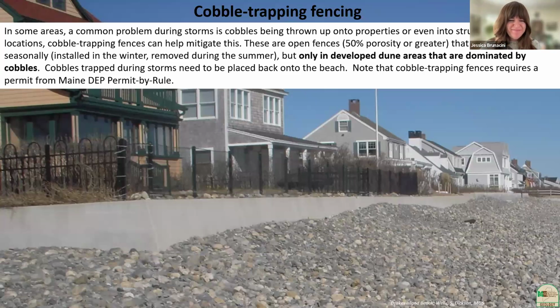In some areas that are very developed, we have a lot of cobble. This is from down in Drake's Island Beach. This beach in the winter becomes cobble dominated, and during storms, this cobble is launched towards these houses. So cobble fencing is allowed in some of these areas. They're open fences, you can kind of see, that are literally meant to just trap the cobble in front of them. And then that cobble is returned to the beach. They do require a permit from Maine DEP.